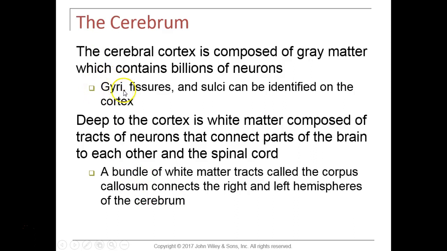Gyrus would be singular. There are fissures or separations between parts of the brain. The little areas that separate one gyrus from another one is referred to as a sulcus, or sulci, plural, and some of these can be identified on the brain. Now, deep to the cerebral cortex is where the white matter is located. The white matter are tracts of myelinated neurons that connect each part of the brain together and the brain to the spinal cord directly. There's a deep connection between the cerebral hemispheres called the corpus callosum that connects the right and left cerebral hemispheres together.